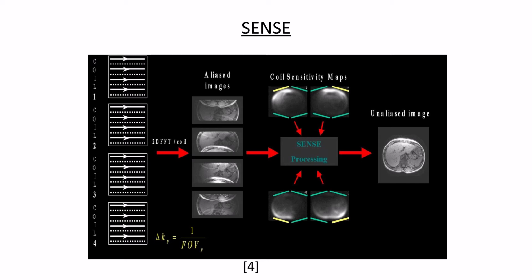What SENSE does is that it first generates the coil sensitivity maps and then performs reconstruction of the image. It uses a matrix inversion process to unfold and combine the aliased images from each coil to get the final image. SENSE operates in the image domain where it reconstructs and then corrects the images.